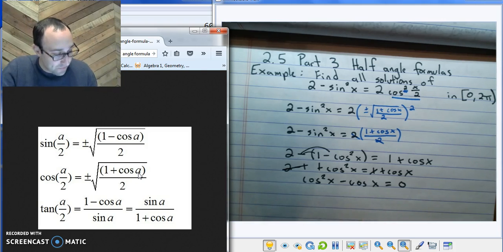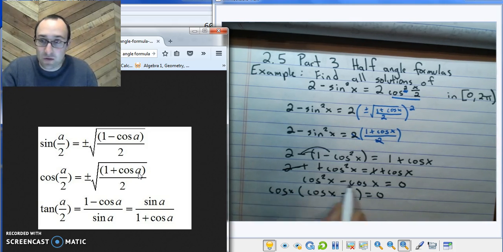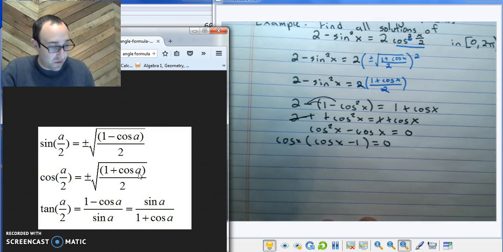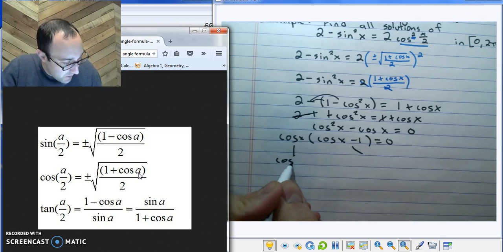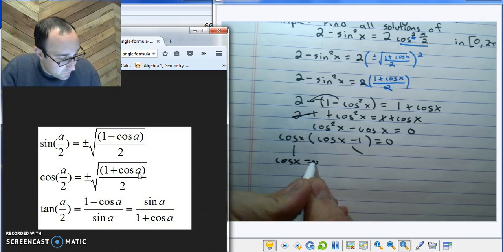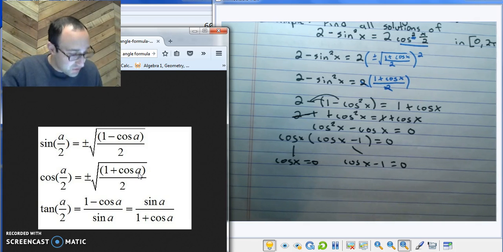from both sides. Alright, so from here, what do they have in common? They have a cosine, so I'm going to bring that cosine out in front. I'm left with cosine x minus 1 equals 0. If I distribute that back in, I should have it look like it did on the previous line. So now we just break it up into two parts. Cosine x equals 0, or cosine x minus 1 equals 0.